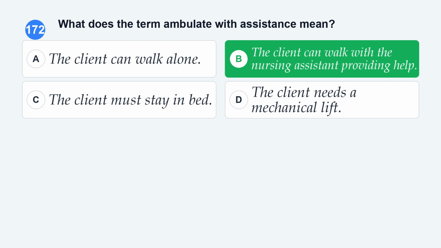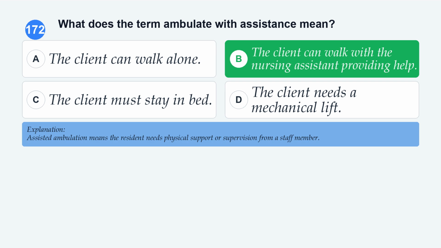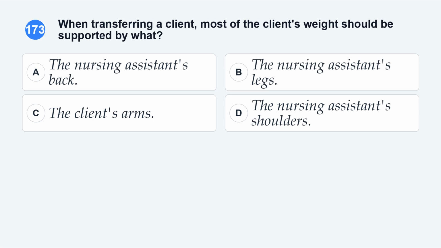The correct answer is option B. The client can walk with the nursing assistant providing help. Explanation. Assisted ambulation means the resident needs physical support or supervision from a staff member. Question 173. When transferring a client, most of the client's weight should be supported by what?